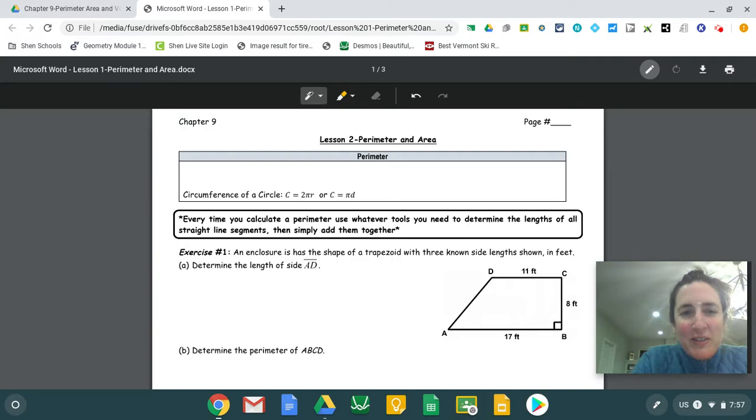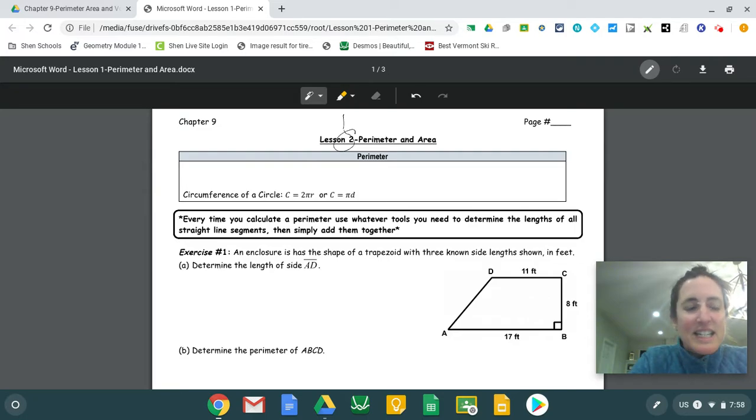Hope everyone's well. I'm so excited for our first lesson in our perimeter, area, and volume, chapter 9. We're going to start out with our first lesson. Oh, dear. That should say lesson 1, and it says lesson 2. Oh, well. Lesson 1 is perimeter and area. There will be a full completed note sheet posted in your classroom. But for now, let's discuss what perimeter is.